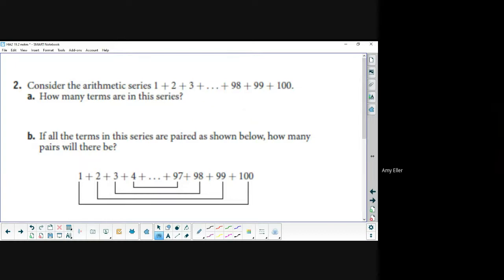Here we go. How many terms are in this series? What's the answer? How many terms are there in this series? Charlie? 100.